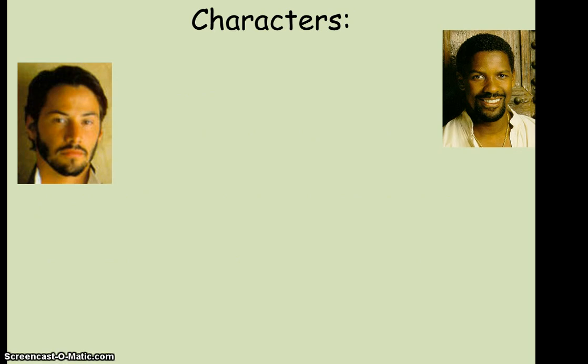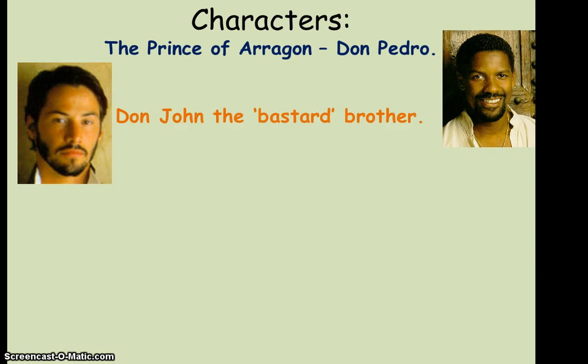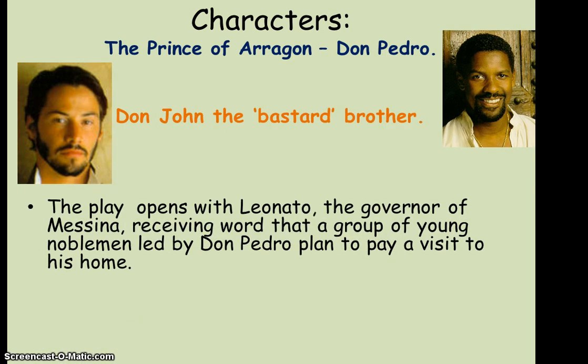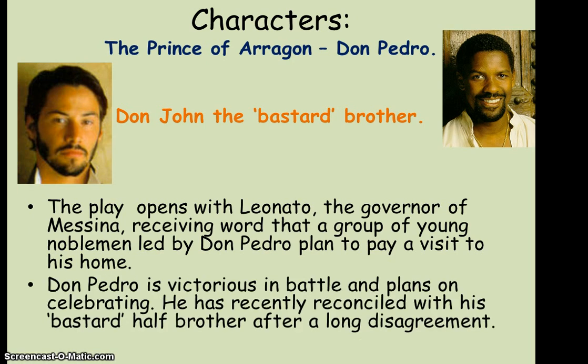So let's have a look at the characters now. We have the Prince of Aragon, Don Pedro, and we have his bastard brother, Don John. The play opens with Leonato, the governor of Messina, receiving word that a group of young noblemen led by Don Pedro plan to pay a visit to his home. Don Pedro is victorious in battle and plans on celebrating. Leonato actually asks them to stay for a month. He's recently reconciled with his bastard half-brother after a long disagreement.